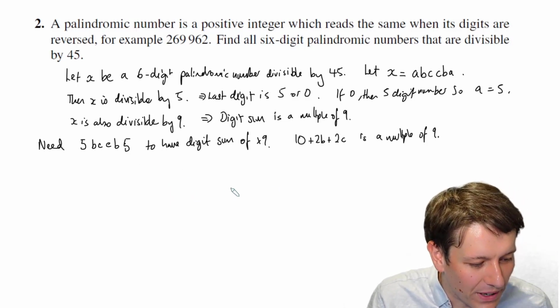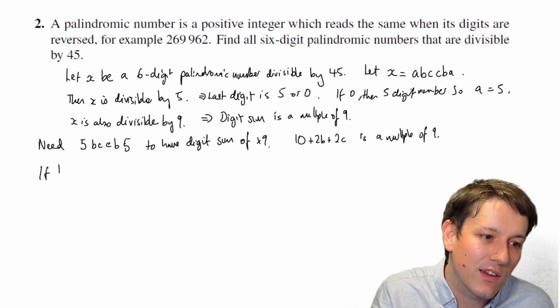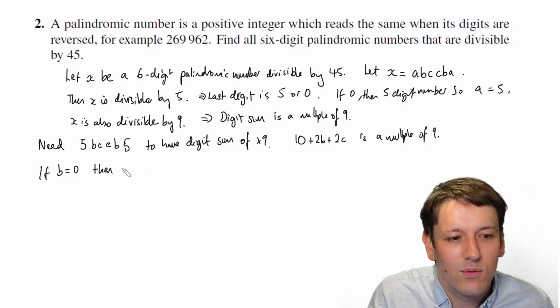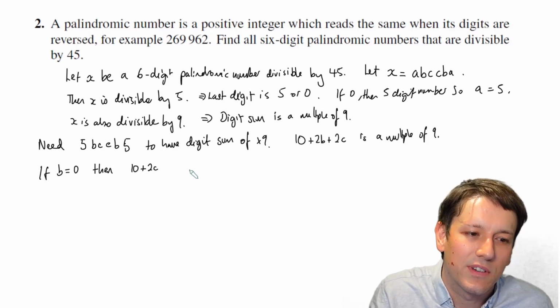So what we're going to do is just go through the numbers in order. So we're going to say if b is equal to 0, then this becomes 10 plus 2c, I'm not going to keep writing, is a multiple of 9.